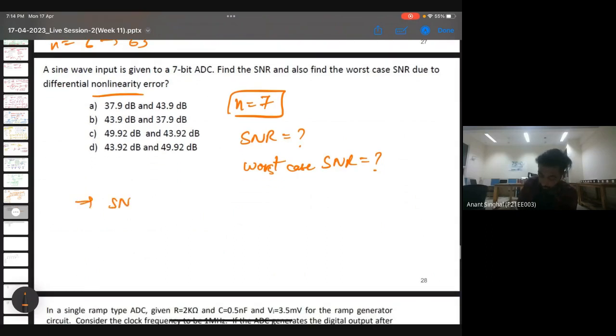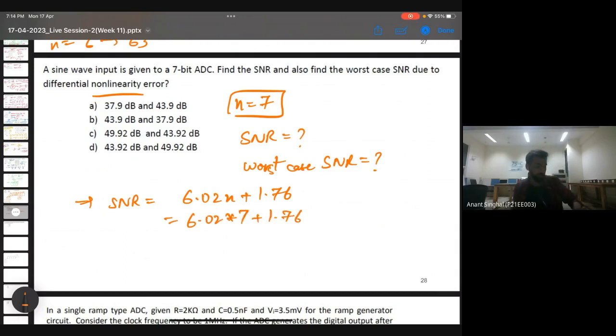So SNR is given in dB as 6.02 n plus 1.76. I'm just substituting the value of n, which is 7 here, and then adding the 1.76. So let me try to solve it. It is 6.02 into 7 plus 1.76. So it comes out to be 43.9 dB.